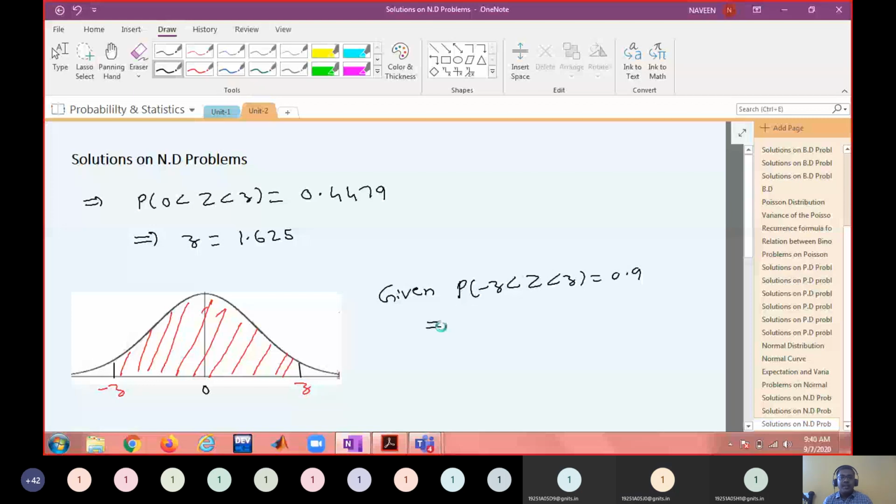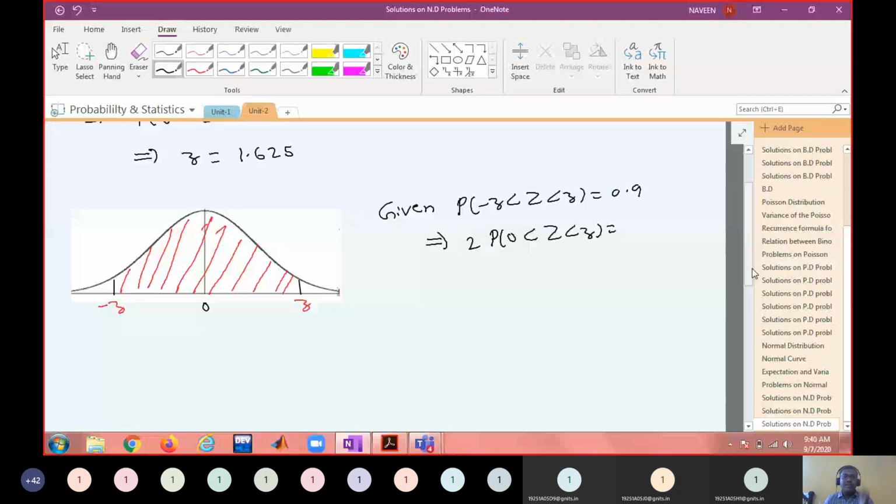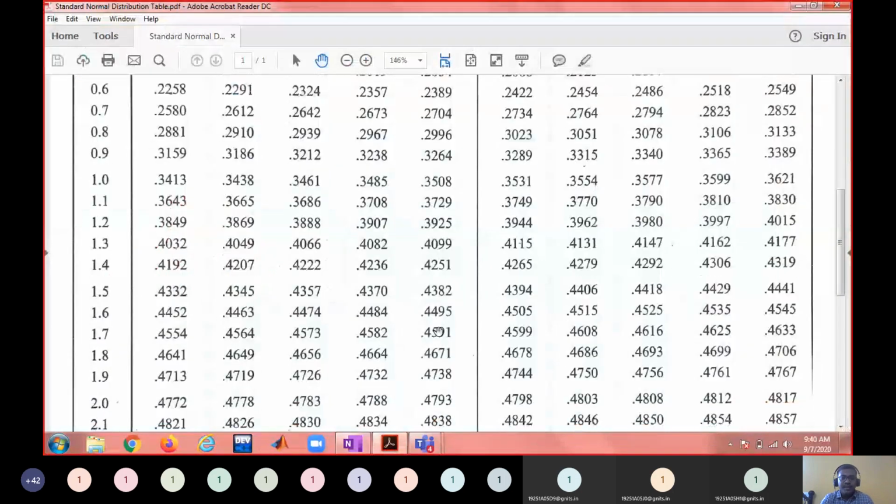Okay, so is it not 2 times the area from 0 to z? Yes, sir. Because minus z and z are at equal distance on either side of 0. So because of the symmetry, I can write it as 2 times. So this is 0.9. So when I divide by 2, probability that 0 less than z is equal to 0.45. So I have to look for 0.4500.